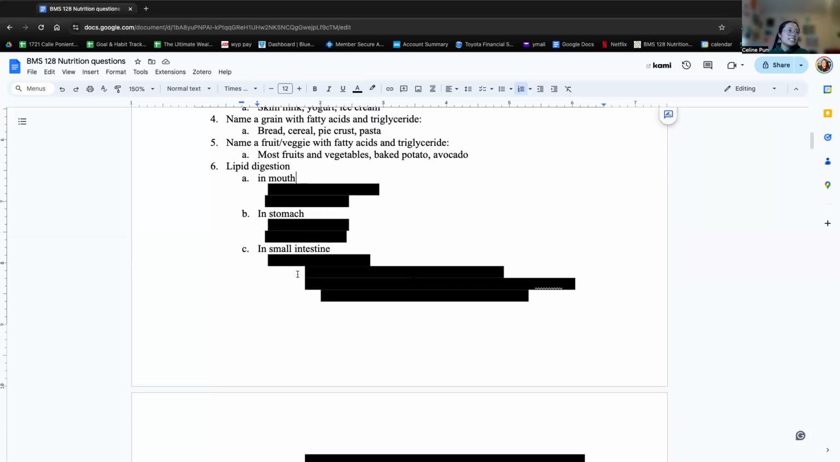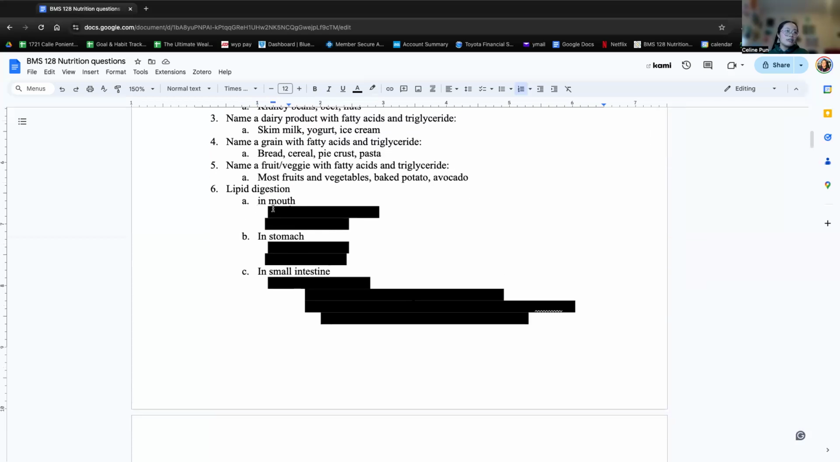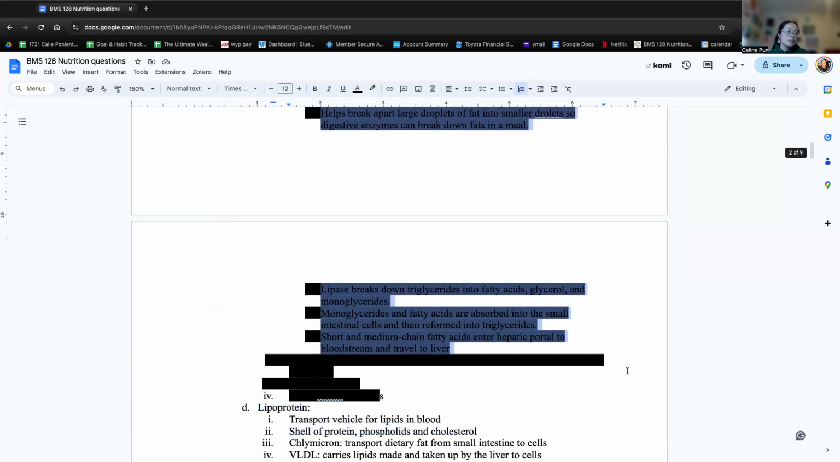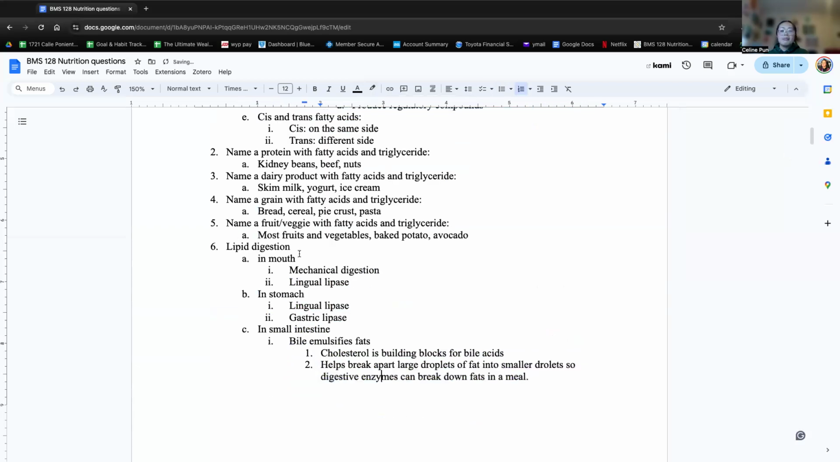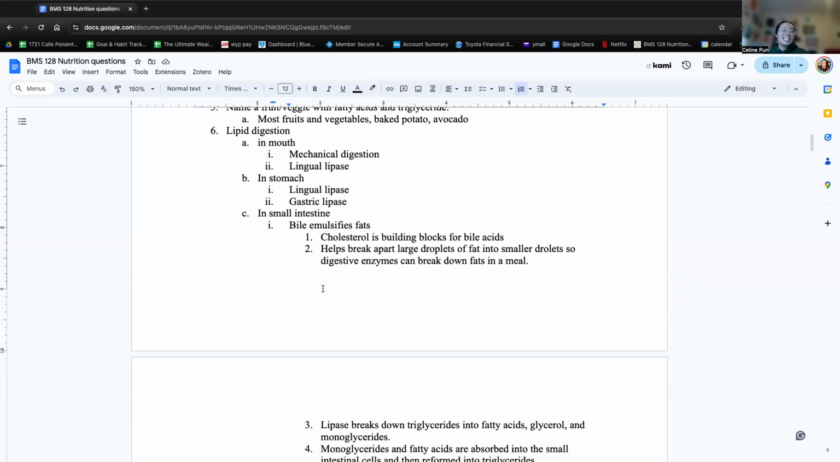Okay. Lipid digestion. We briefly went over this last time when we were going through digestion. It starts in the mouth as mechanical digestion. You're physically chewing, breaking it down into smaller pieces. There's lingual lipase that starts breaking down the bonds in lipids. There's also some in the stomach, gastric lipase. And in the small intestine, that's where there's more chemical digestion.